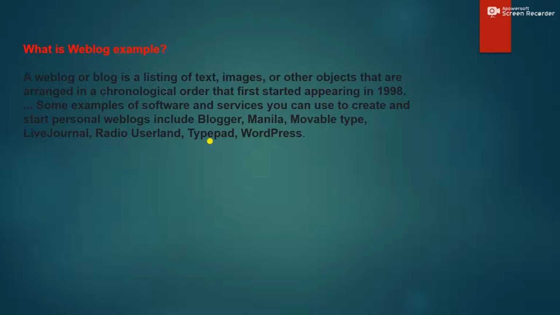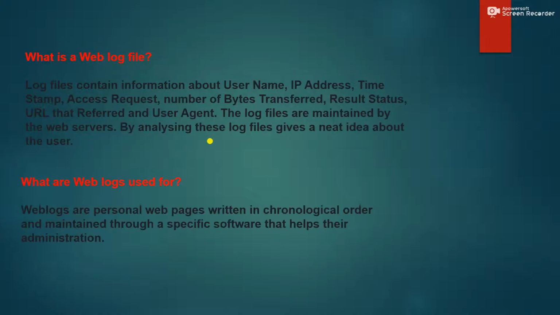Another type of blog is the microblog. This is a new type of blog where one can post very short messages over the internet. Twitter is the best example of microblogs. We can post only 280 characters, and such a post is called a tweet. Next we are going to discuss what a web log file is and what web logs are used for.